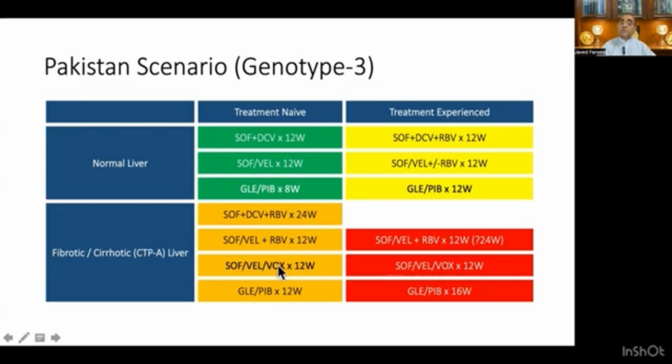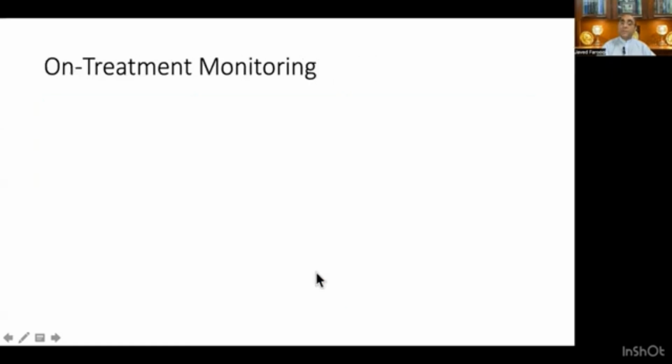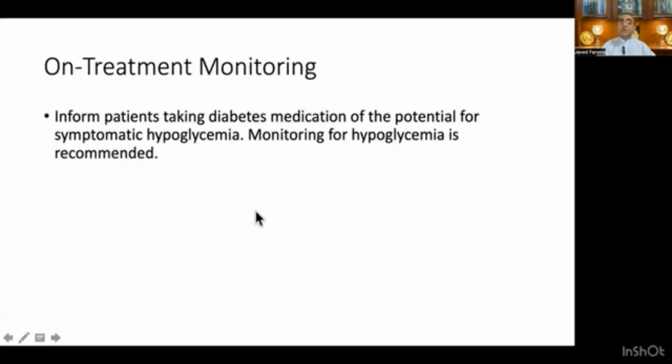I use Sofosbuvir/Velpatasvir/Voxilaprevir only when the patient is a non-responder to Sofosbuvir/Velpatasvir. Then I go for Sofosbuvir/Velpatasvir/Voxilaprevir, and the duration is 12 weeks. So on-treatment monitoring is very important.